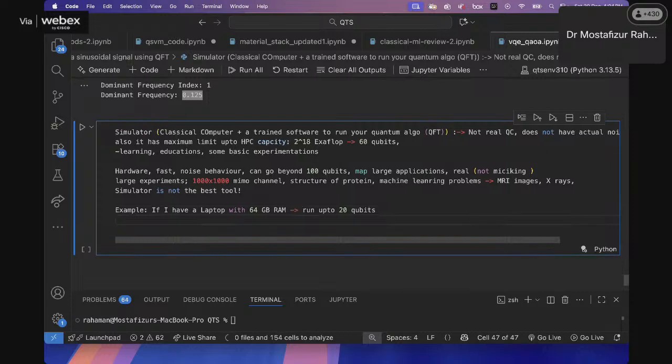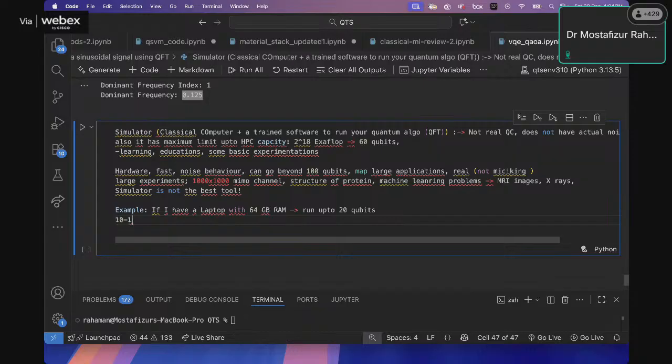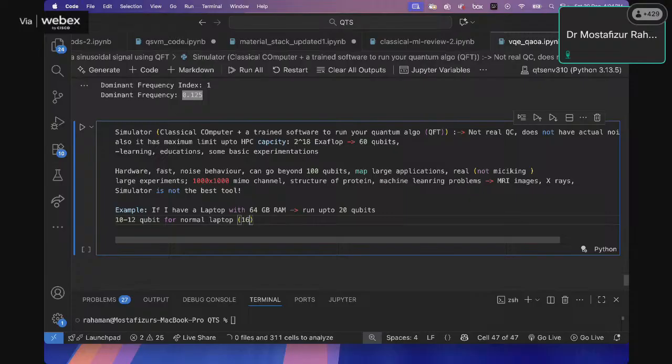A big IIT can have one HPC, and that HPC has that capacity, but most of us don't have access to an HPC. On a normal laptop, 10 to 12 qubits is typical, for example with up to 16 GB RAM. This is a rough figure based on my experience. There is no math behind this.